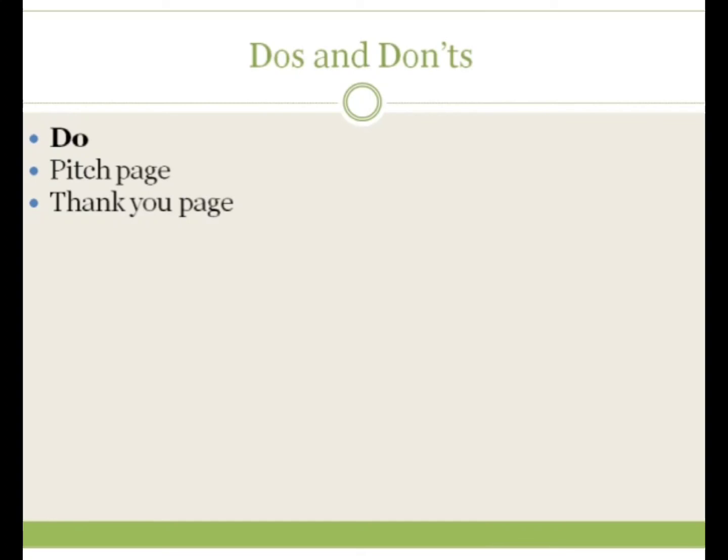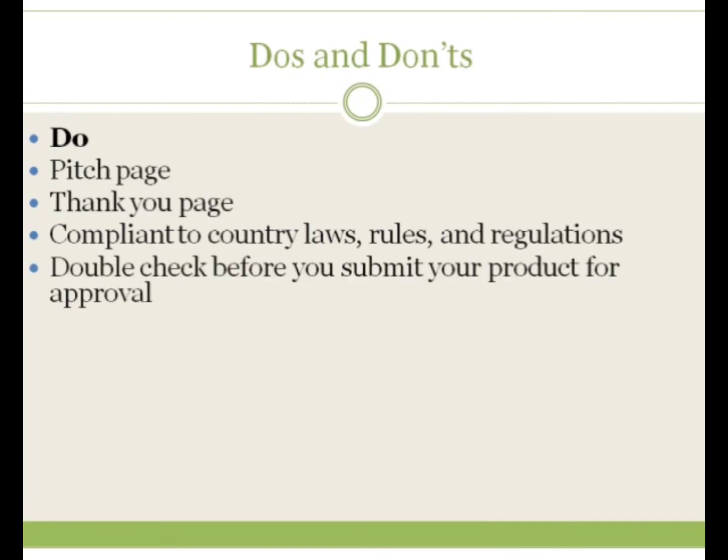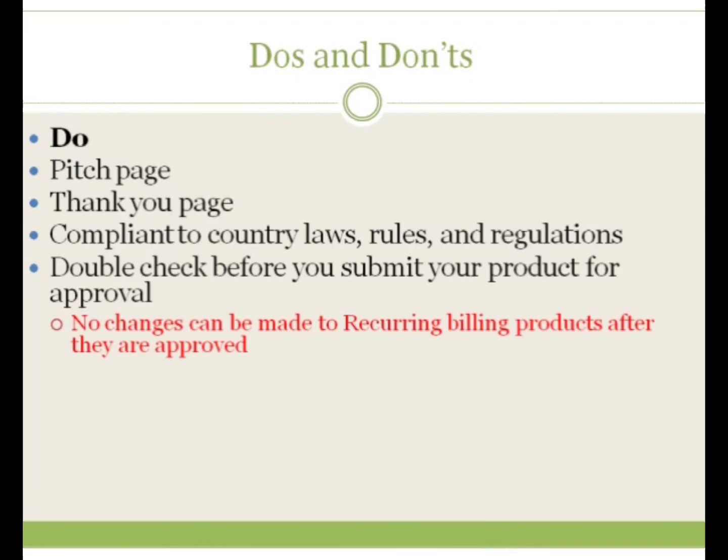So you want to make sure that you get everything right the first time so that you don't have to get disapproved, and go through the process of doing that. So you definitely want to double check before you submit your product for approval. Because let's say, for example, a recurring billing products. ClickBank says that there are no changes that can be made to recurring billing products after they are approved. So you want to make sure that you get it right the first time.